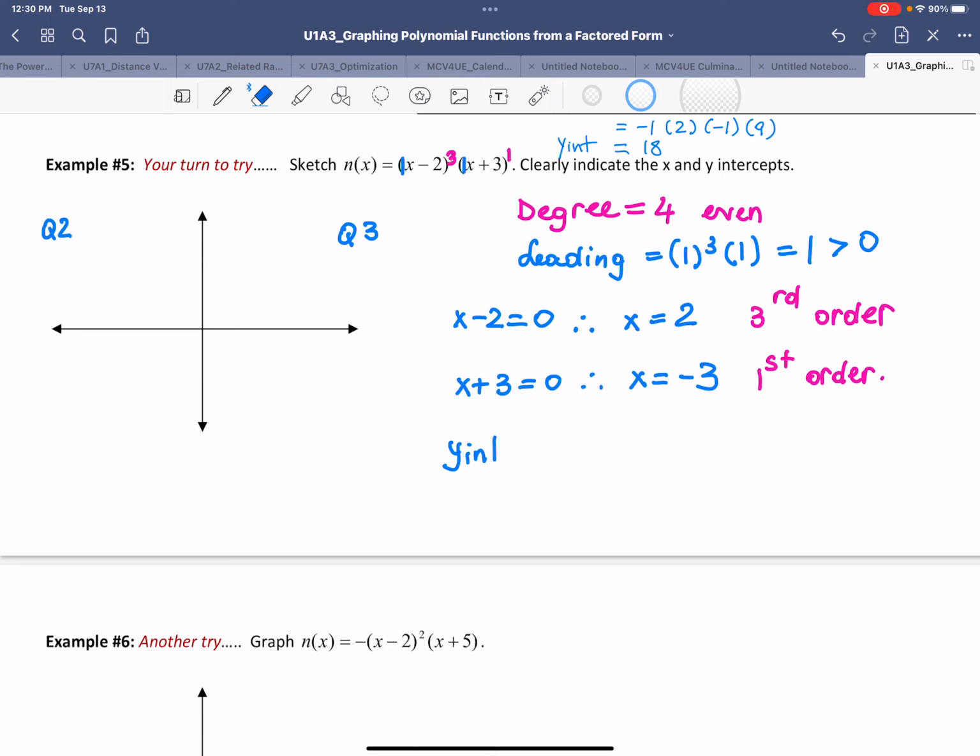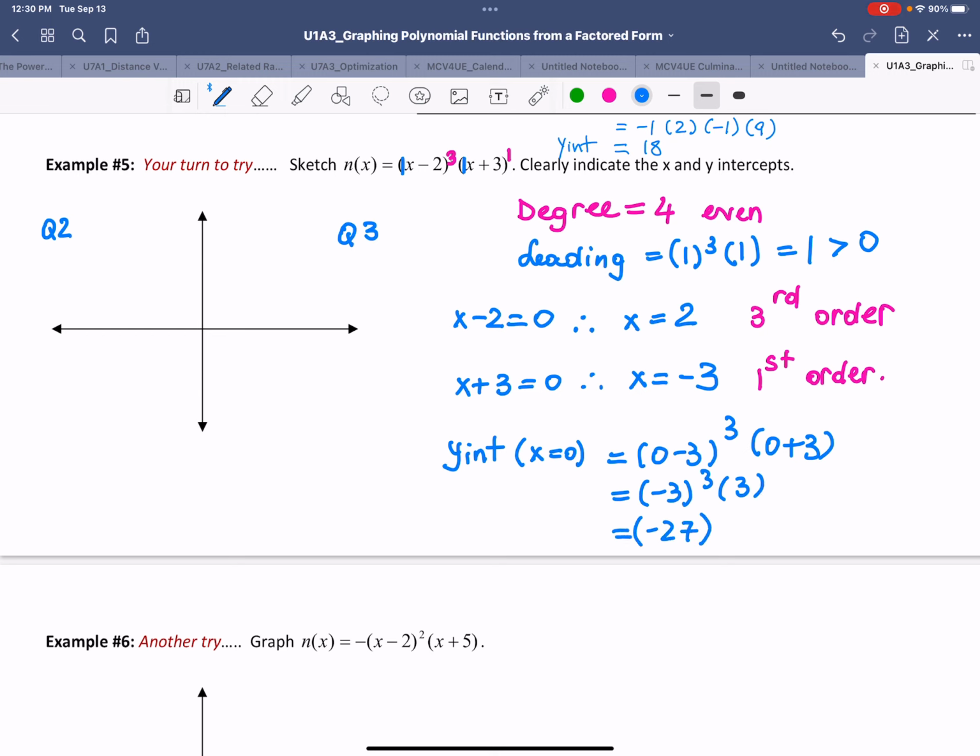The y-intercept is also helpful to determine before we sketch the graph. For the y-intercept, we always set x equal to 0 and evaluate y. So we have (0 − 2)^3 times (0 + 3), which is (−2)^3 times 3. That's −8 times 3, and that is −24. So I'm going to say that the y-intercept is somewhere in here.